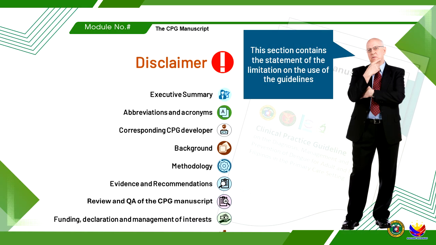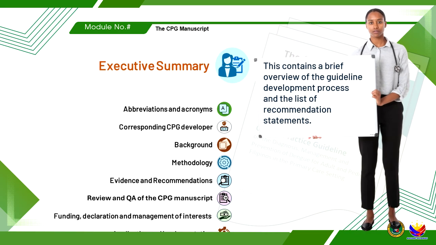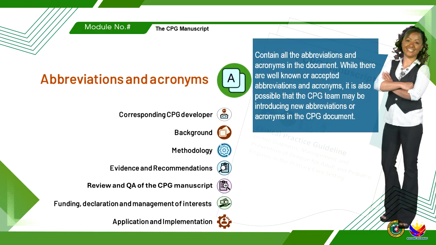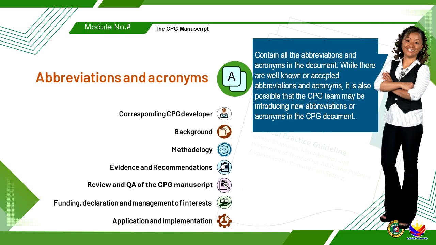Disclaimer. This section contains the statement of the limitation on the use of the guidelines. Executive summary. This contains a brief overview of the guideline development process and the list of recommendation statements. Abbreviations and acronyms. Contain all the abbreviations and acronyms in the document. While there are well-known or accepted abbreviations and acronyms, it is also possible that the CPG team may be introducing new abbreviations or acronyms in the CPG document.